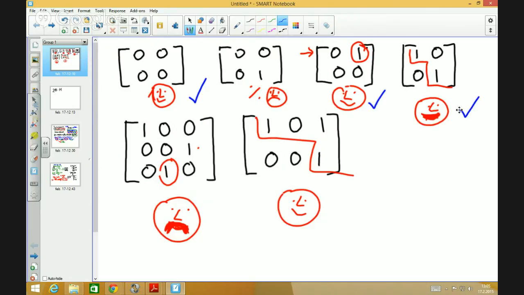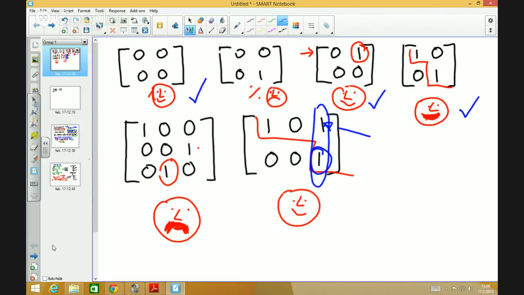How about the last smiley? The last smiley is not good. Why? Because if we look at this column, there is this leading one here, and it's not the only non-zero entry. So what would you do to turn this row echelon matrix into reduced form? Okay, you would add to the first row, as your colleague is saying here, -1 times the second row. And then you would remove this nasty thing here. Okay?